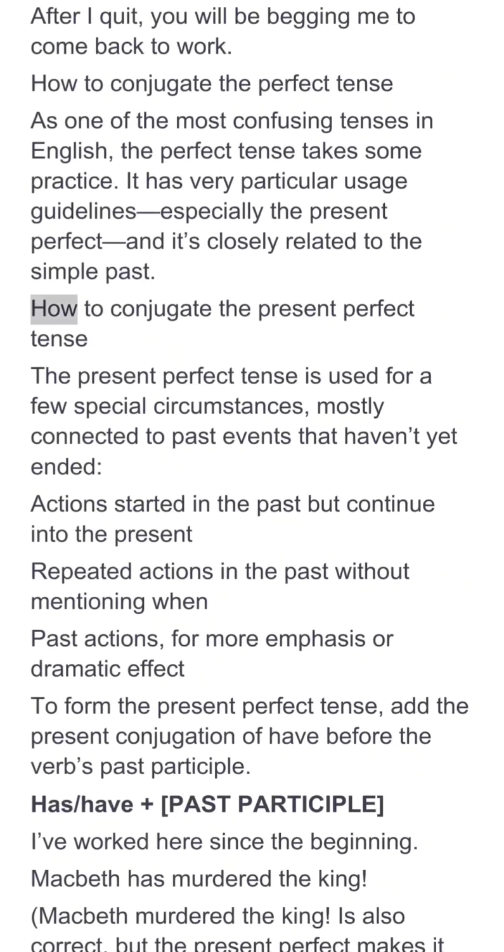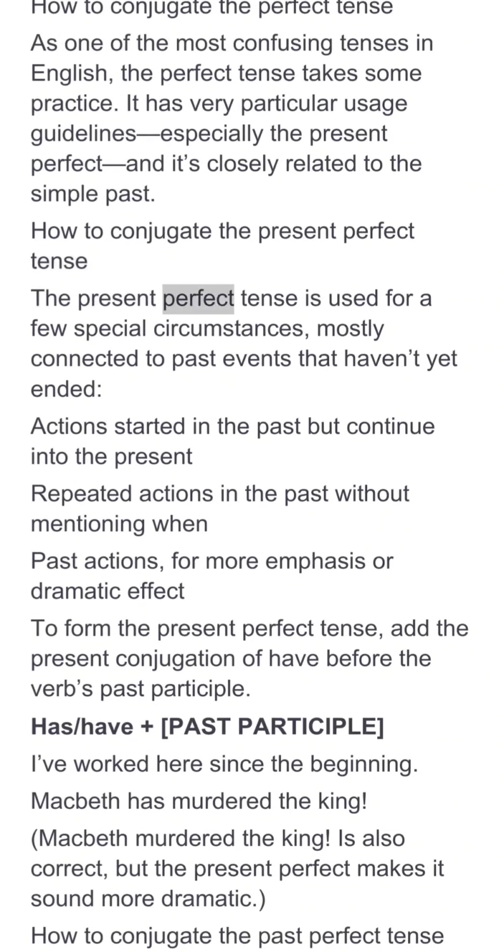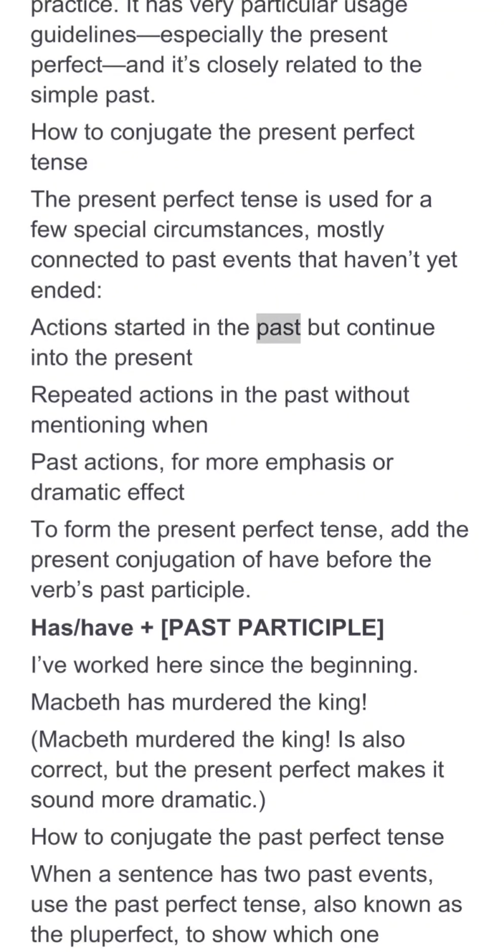How to conjugate the present perfect tense. The present perfect tense is used for a few special circumstances, mostly connected to past events that haven't yet ended. Actions started in the past but continue into the present. Repeated actions in the past without mentioning when. Past actions, for more emphasis or dramatic effect.